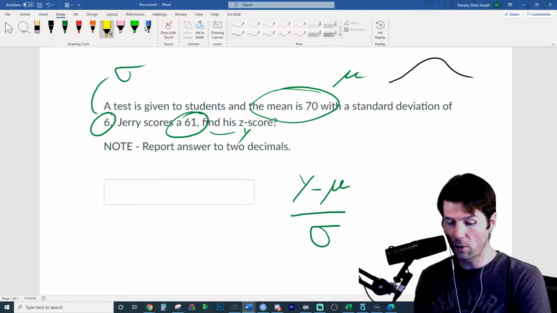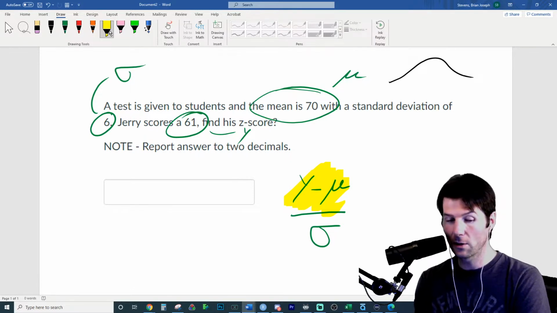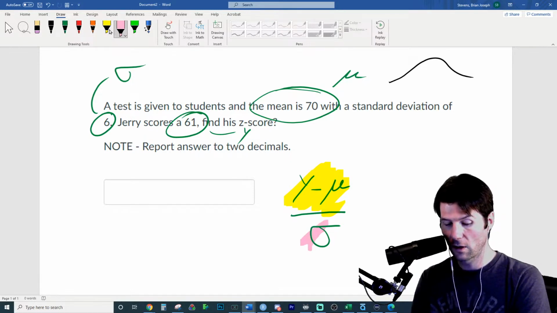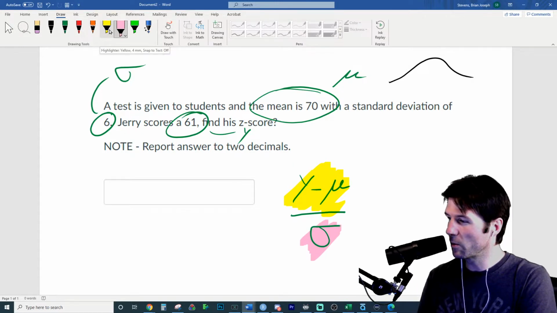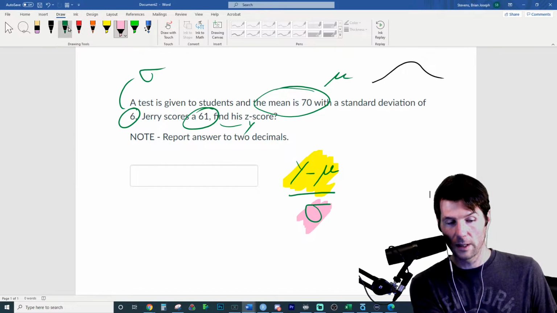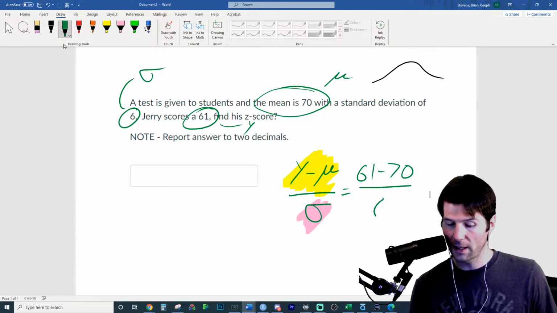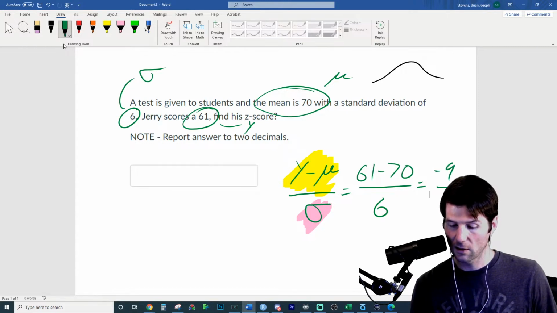So think about the top part of the equation. Here's his distance, how far you are away from the mean, and then we have it here in terms of standard deviations. We can plug in the numbers, but we should also think about it theoretically for a second. Just realize that Jerry is 9 below the mean. So if you think about this, you can see right here, he has a 61, 70. Now, remember, z-scores are positive or negative for a reason. We're going to get here -9 over 6.